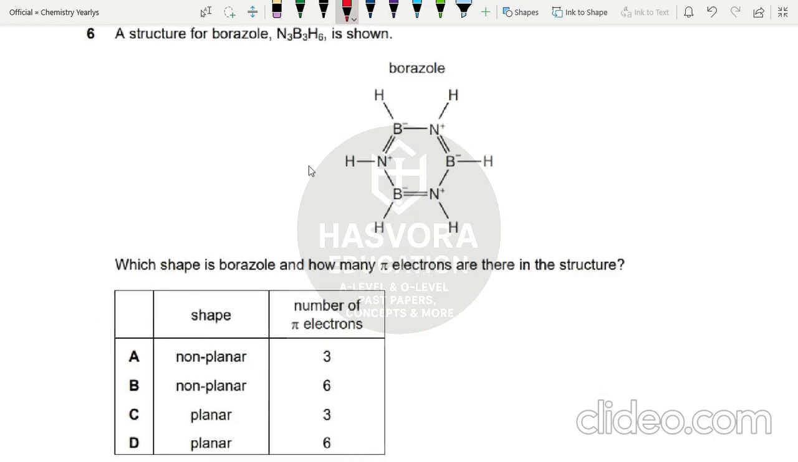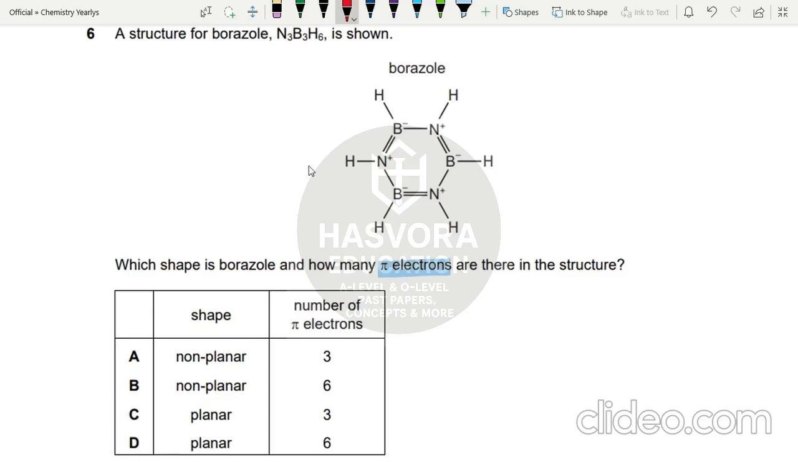So this is actually a quite tricky question, and this also confused me at the first time. A structure for Borazole N3B3H6 is shown. Which shape is Borazole and how many pi electrons? Just focus on this word, not pi bonds. It is asking for the pi electrons and they're in the structure. So what will be the shape?